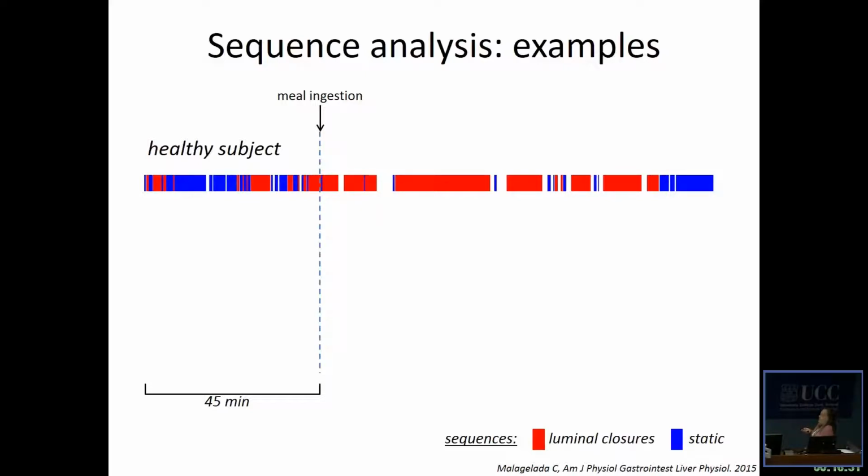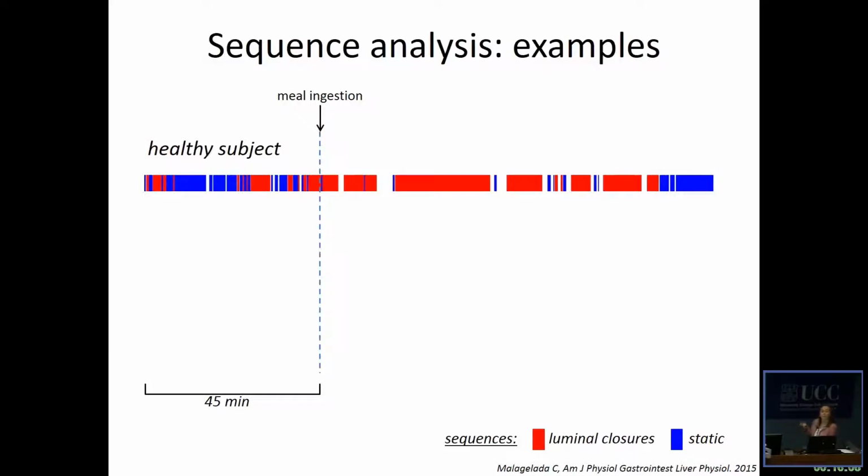This is a healthy subject. This is the whole capsule video, the whole small bowel. And what the computer has done is detect periods where a phenomenon predominates. In red, it's contractile periods, and in blue, it's static periods.